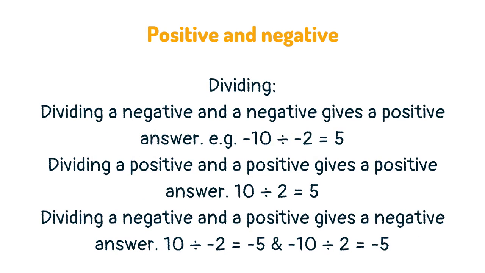Dividing. Dividing a negative and a negative gives a positive answer. For example, -10 divided by -2 equals 5. Dividing a positive and a positive gives a positive answer. 10 divided by 2 equals 5. Dividing a negative and a positive gives a negative answer. 10 divided by -2 equals -5, and -10 divided by 2 equals -5.